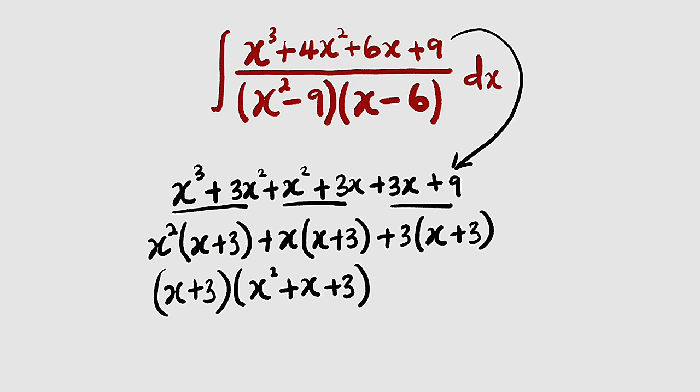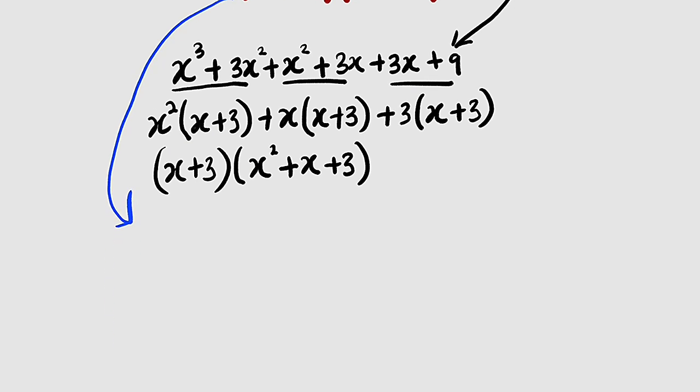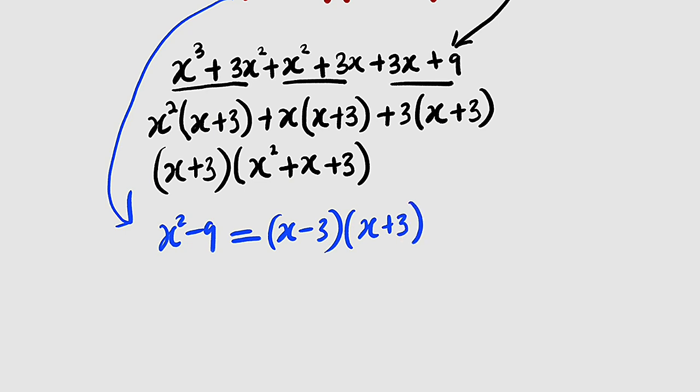What about the bottom? The bottom, we can only factorize x squared minus 9. And x squared minus 9 is the same thing as x minus 3 multiplied by x plus 3, difference of 2 squares. So now from these two factors, you can see we have common factors, x plus 3 and x plus 3. So they'll cancel. From the top, this is what we have left.